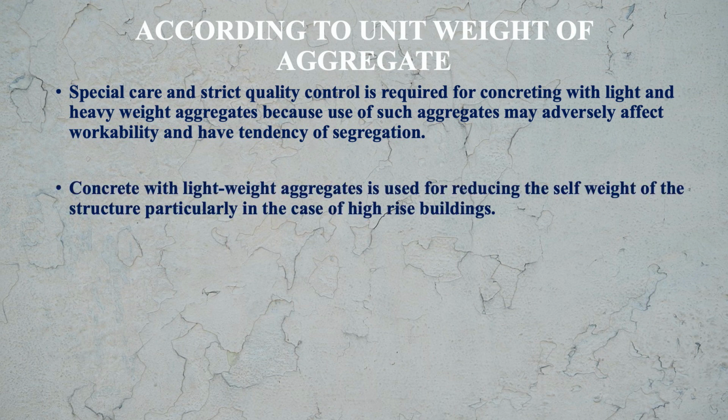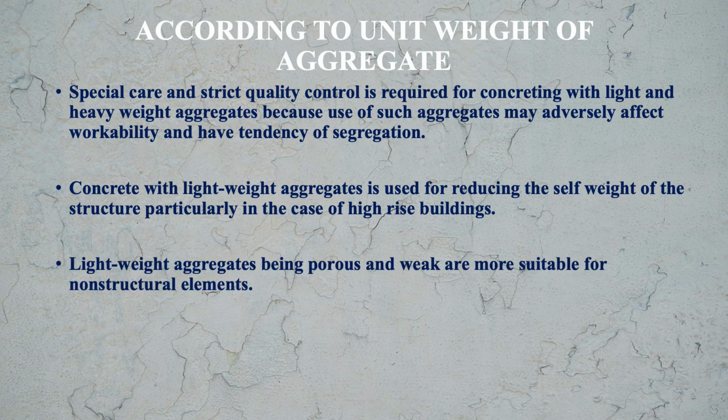Concrete with lightweight aggregate is used for reducing the self weight of the structure, particularly in case of high-rise buildings, because in high-rise buildings the weight of the building will be much more, so we can reduce the weight of the building by using the lightweight aggregate. Lightweight aggregate, being porous and weak, are more suitable for non-structural elements. So because these are generally porous and weak, we use them for non-structural elements basically.